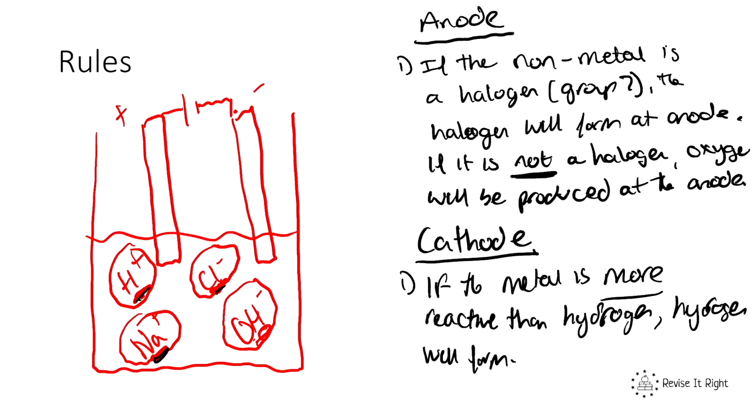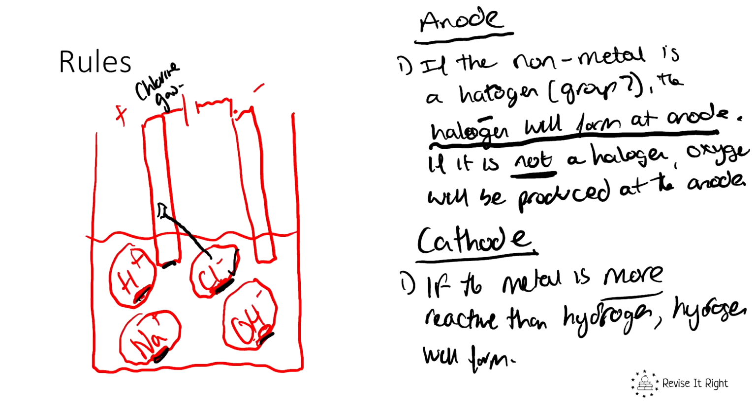Okay, so as I've drawn, we've got two negative ions. We've got chlorine and we've got OH minus. Now we need to know which one is going to form at the positive anode. So we need to follow this rule here. If the non-metal is a halogen, the halogen will form. So we need to look at the non-metal, which is chlorine, and see if it's a halogen. We can do that by going to the periodic table. Chlorine is in group 7, therefore chlorine is a halogen. So what that means is the halogen will form at the anode. So chlorine will form at the anode because it's a halogen. Okay, so at the anode, chlorine gas will have formed.